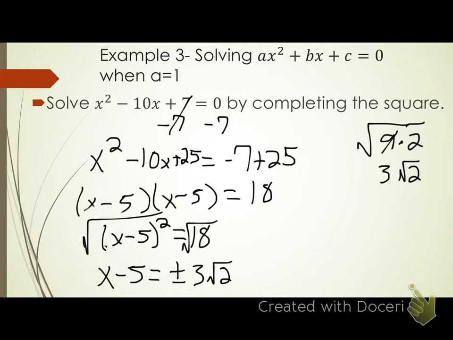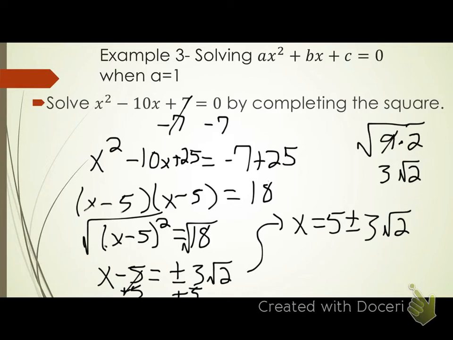Is x by itself yet? No, it is not. How do I get x by itself here? Add 5 to both sides. So I would get x equals 5 plus or minus 3 square root of 2. So that would turn into x equals 5 plus 3 square root of 2 and x equals 5 minus 3 square root of 2, correct? Correct? Yeah. Okay.